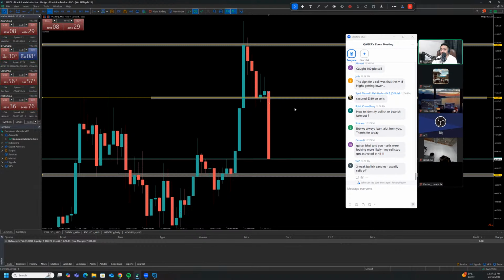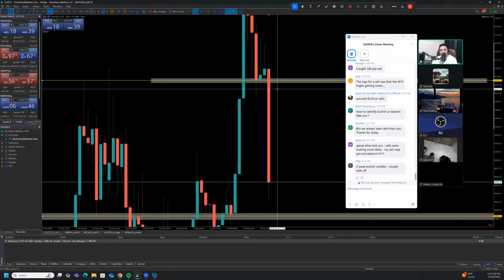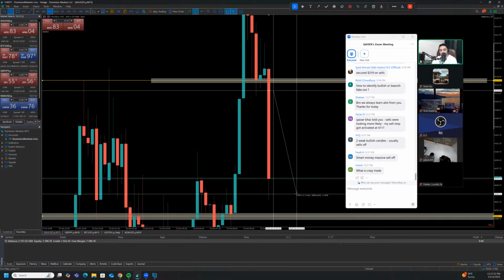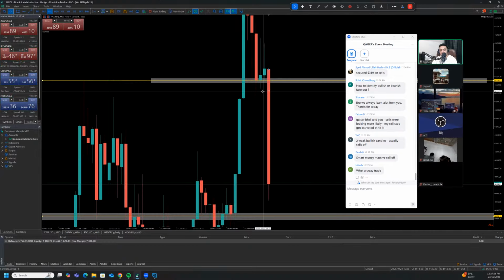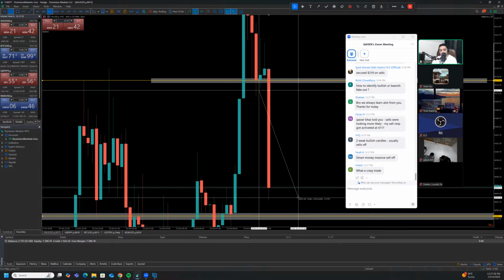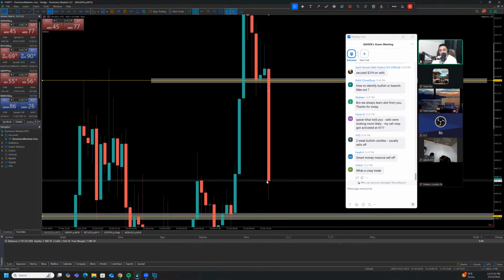It's the third day, and the London session created a resistance, went in a bullish form, and then continuously pushed downside. Two-week bullish candles usually sell off. Yeah, exactly, that makes sense. That's why I placed the stop loss here, because if this candle broke both candles, I knew it would drop. If I had never placed my SL here, I could have taken a huge loss, more than $200 to $300. What a crazy trade.